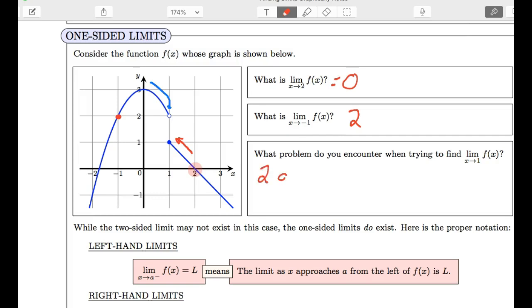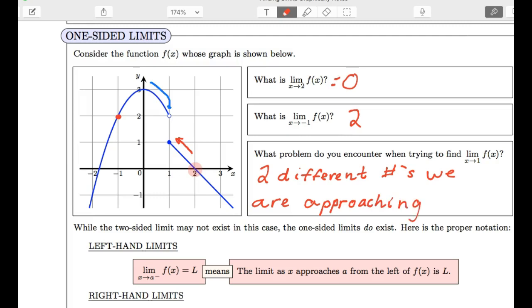There are two different numbers we're approaching. Two different numbers. I apologize, it's the first video of the year and I haven't recorded in a while, so my handwriting's off. So we're approaching two different numbers. That's the issue, that's the problem.